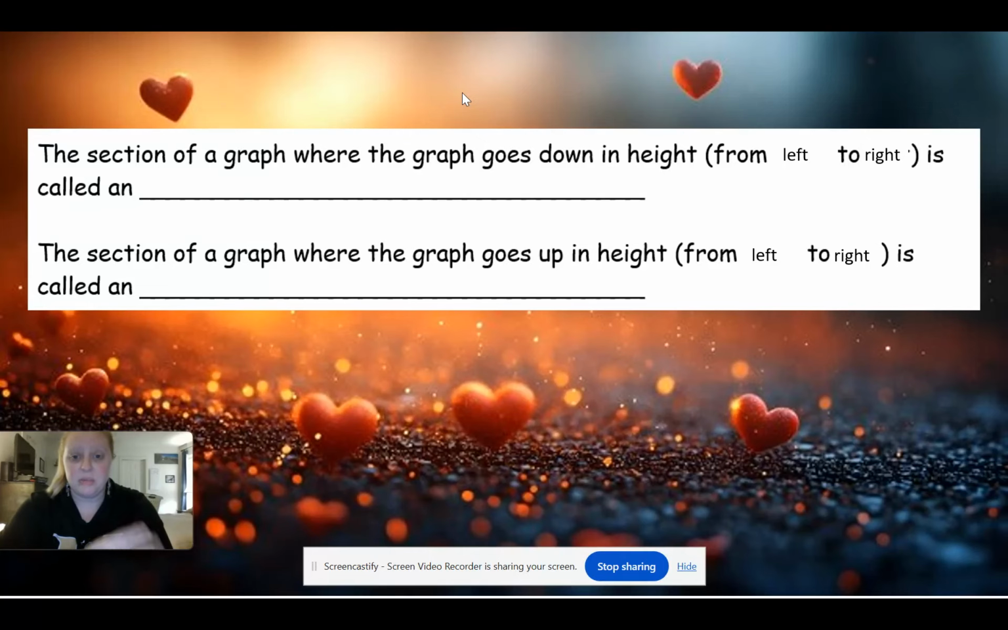Today we're going to talk about three things. We're going to talk about intervals of increase and decrease, and then we're going to talk about points of inflection. So just a couple definitions here.